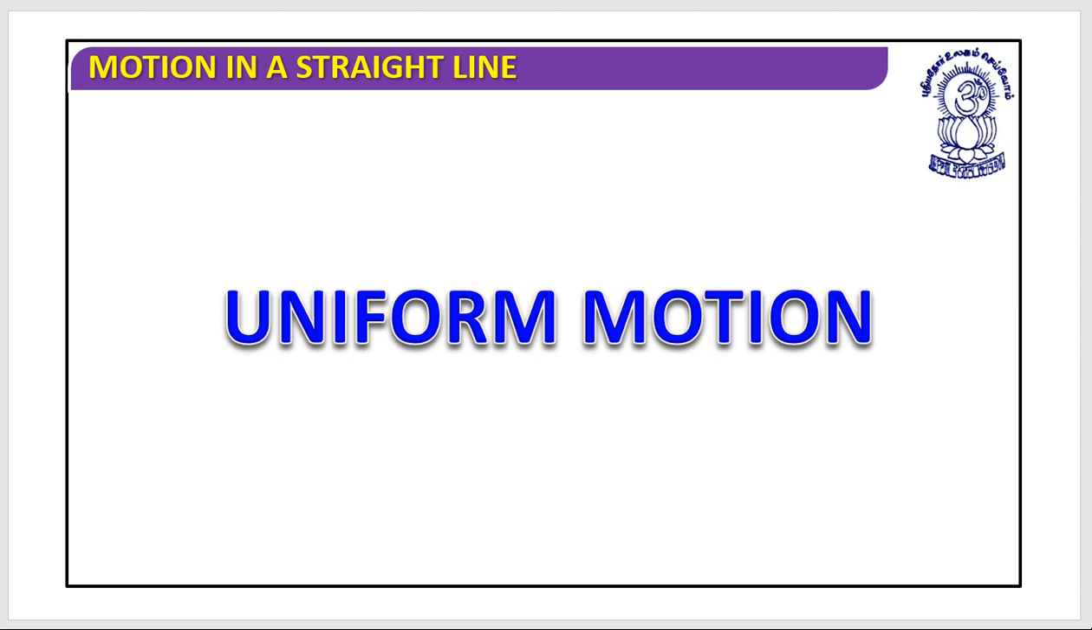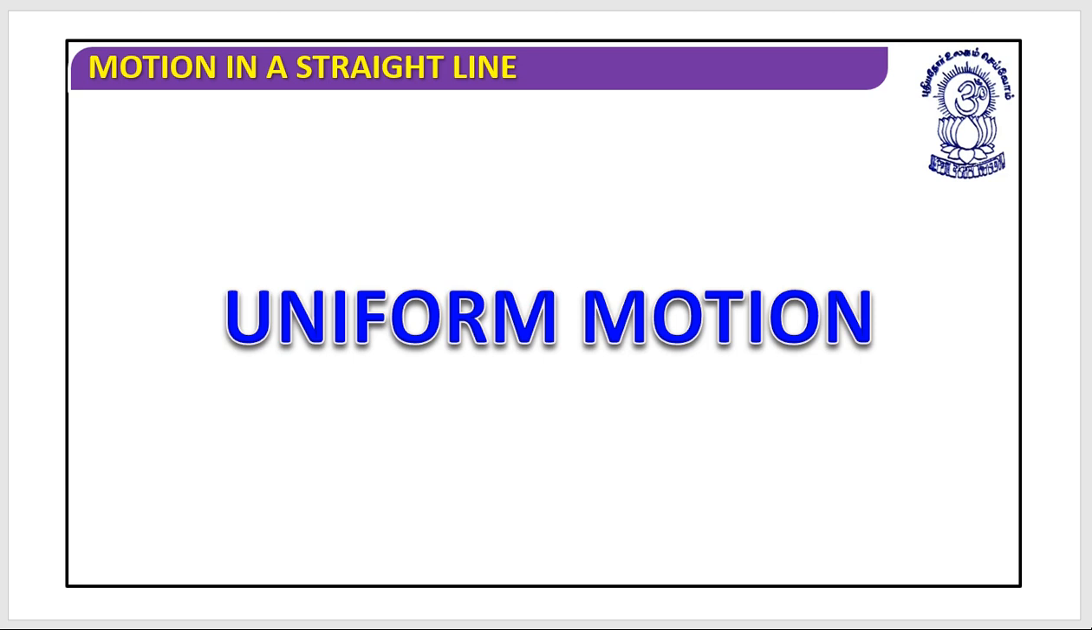We started with motion and rest. We went through the different categories of motion: 1D, 2D, 3D and so on. Then we switched to path length and displacement, and we did certain numericals based on that. Today let's begin with uniform motion.